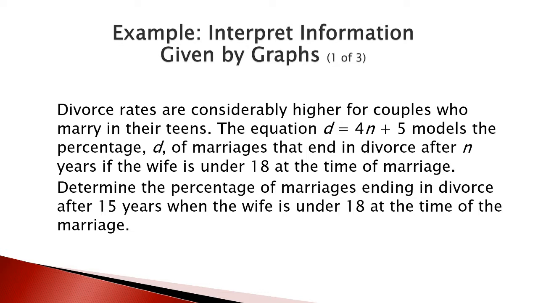Now let's try to interpret information given by graphs. So we have a question. Divorce rates are considerably higher for couples who marry in their teens. The equation D equals 4n plus 5 models the percentage D of marriages that end in divorce after n years if the wife is under 18 at the time of marriage. The question is to determine the percentage of marriages ending in divorce after 15 years when the wife is under 18 at the time of the marriage.